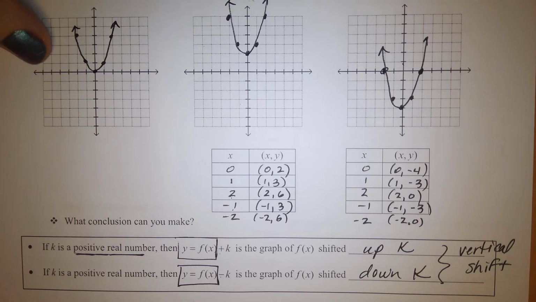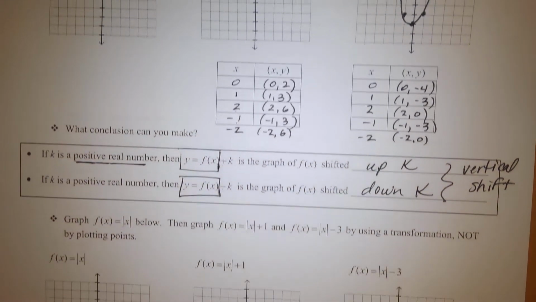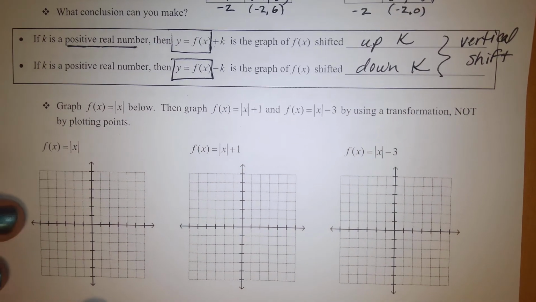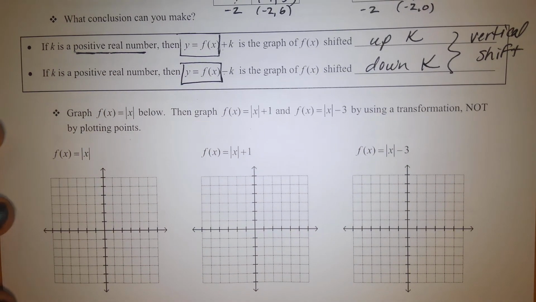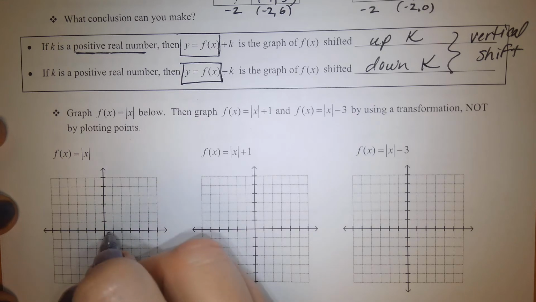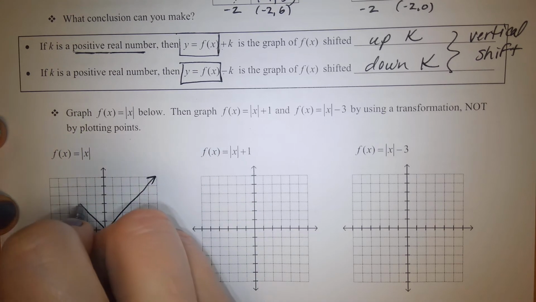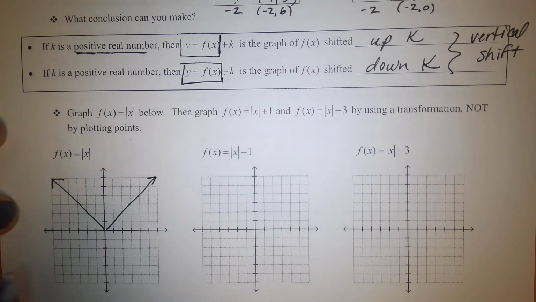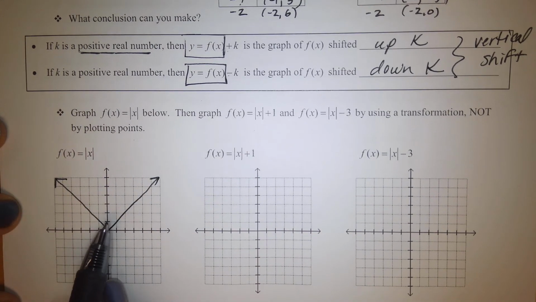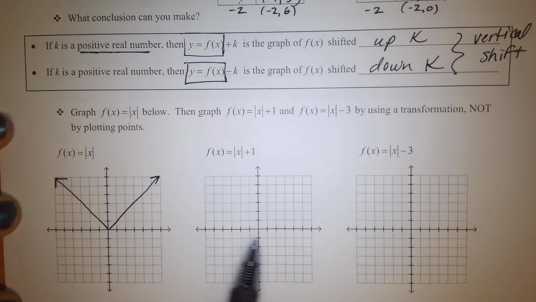So let's look at one more example to tie it together. This time I have the absolute value function, which we know is a V. We already have this one memorized. We already know how to graph it. So now I'm not going to make a table at all. I'm just going to go right into my shift.